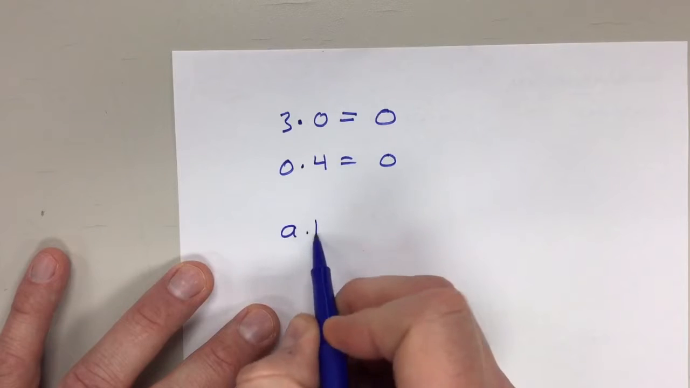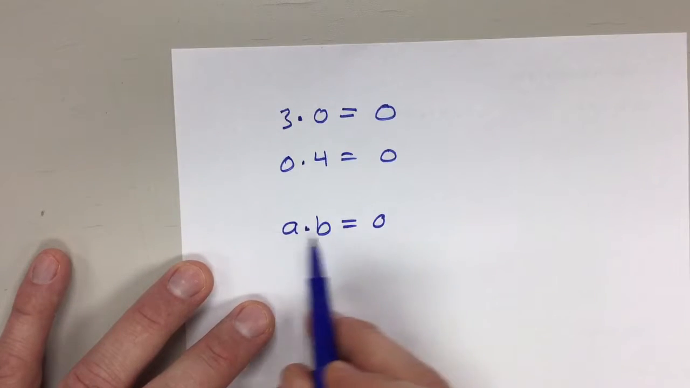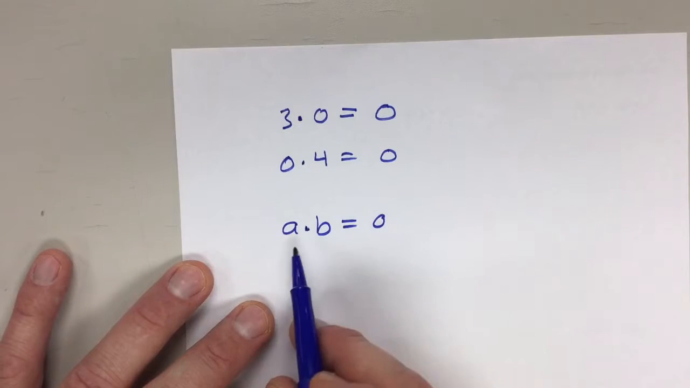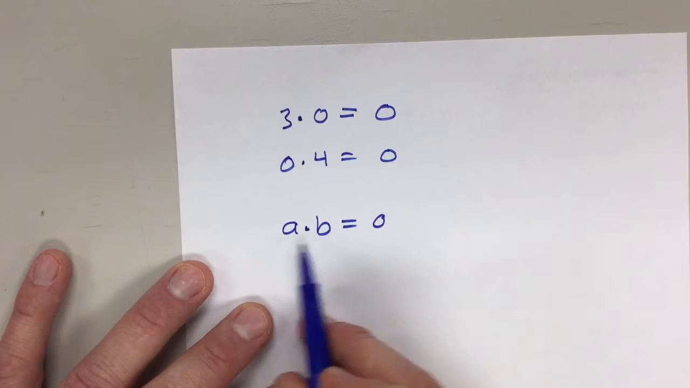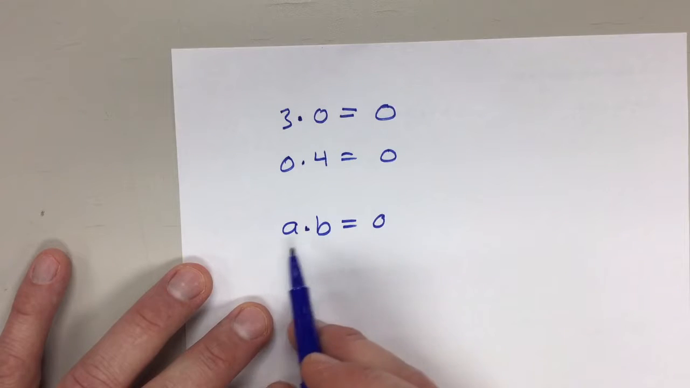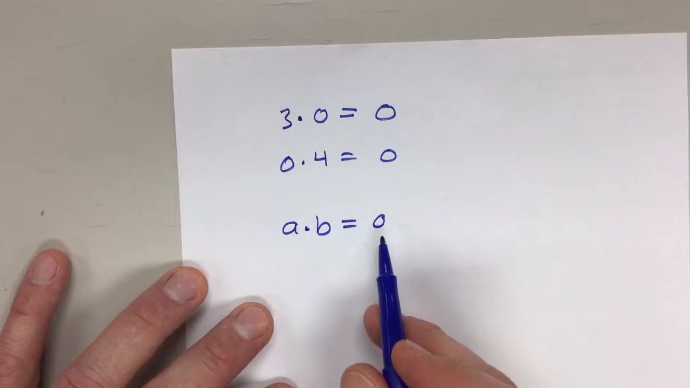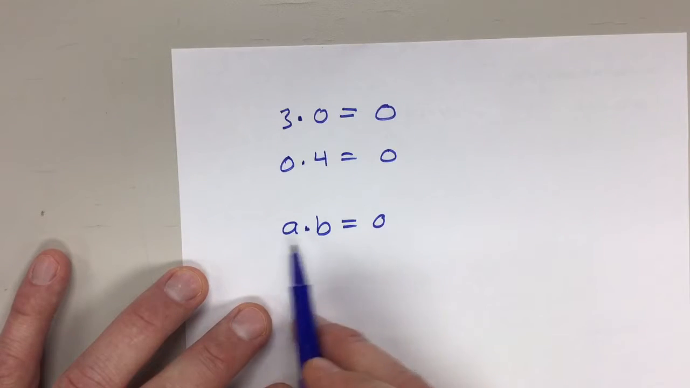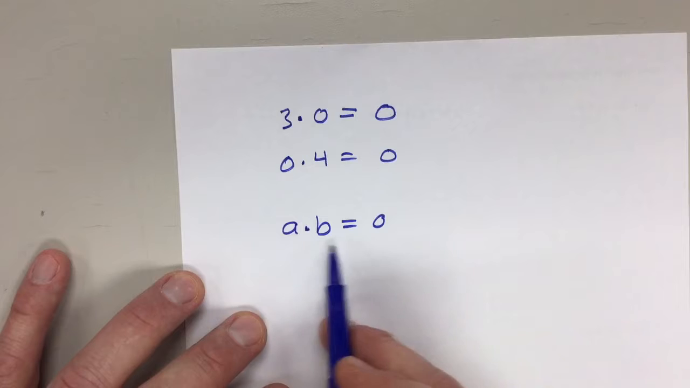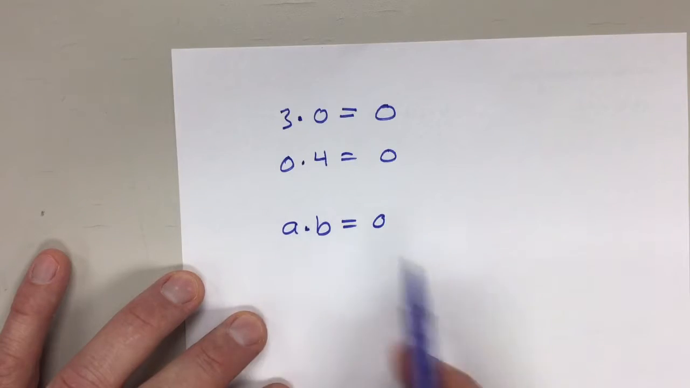So if I have two numbers, a times b, and if I tell you when I multiply them together I get 0, I know that one of these two numbers has to be 0. Okay? I know for sure. One of these two has to be 0 if when I multiply them together, I get 0. Now they both might be 0, but one of them is for sure, okay? Because that's the only way to get 0 when you multiply.